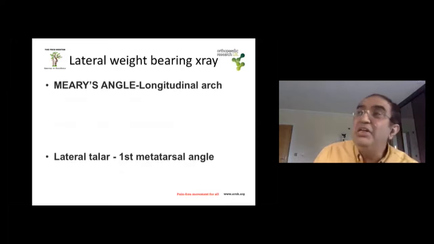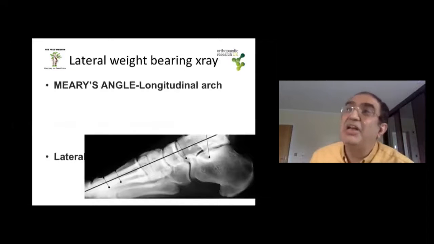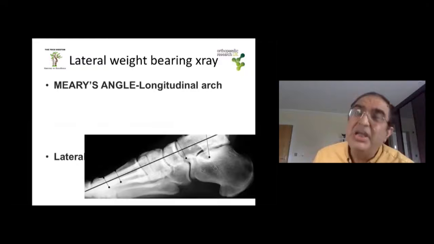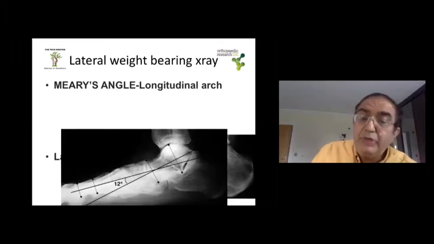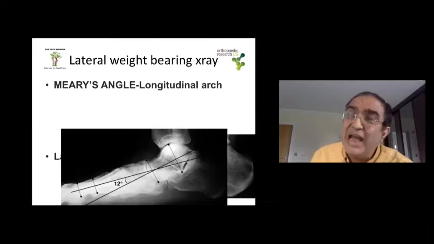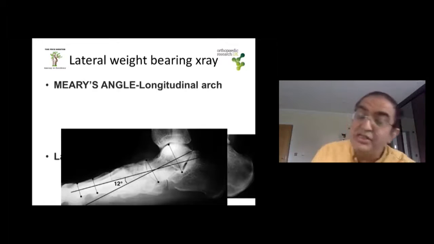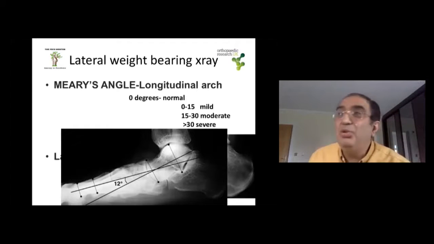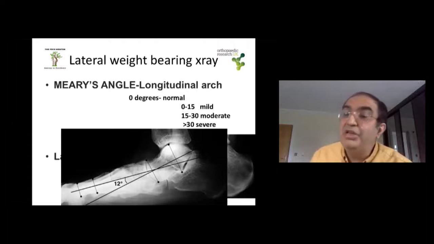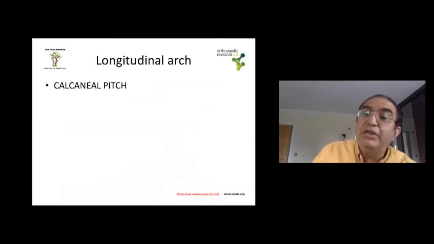So this is the Meary's angle, which is a talus first metatarsal angle. So normally we expect the talus and the first metatarsal to be in line. This is the lateral view of the foot, and the angle needs to be zero. However, in flat foot, because of the sagging at the talonavicular joint, you can see that the angle increases to above zero, and it is convex plantarwards. So this is an important part of the Meary's angle. So the Meary's angle of 0 to 15 is mild, 15 to 30 is moderate, and more than 30 is severe flat foot.